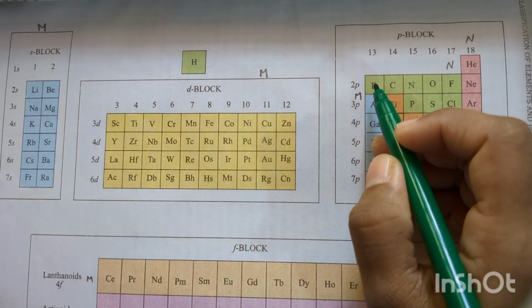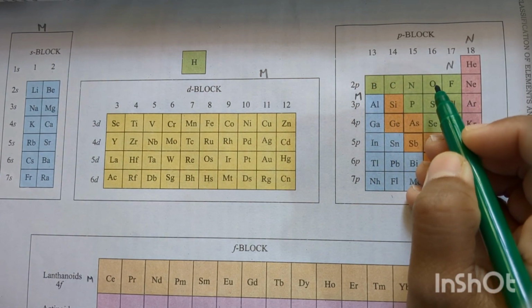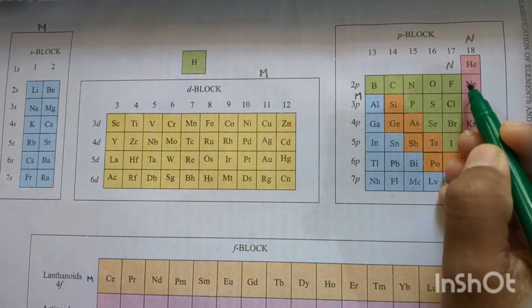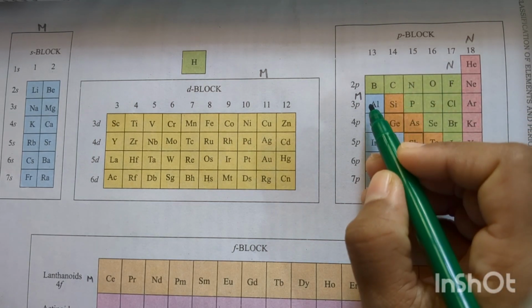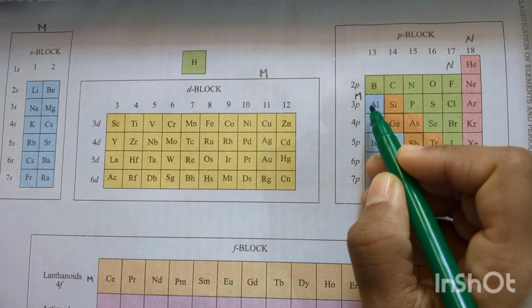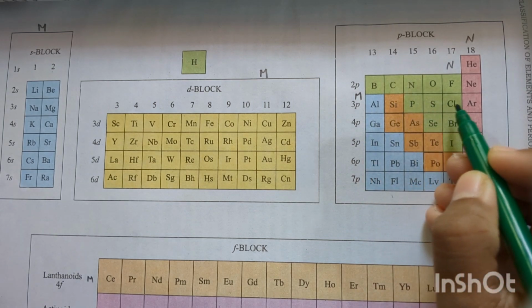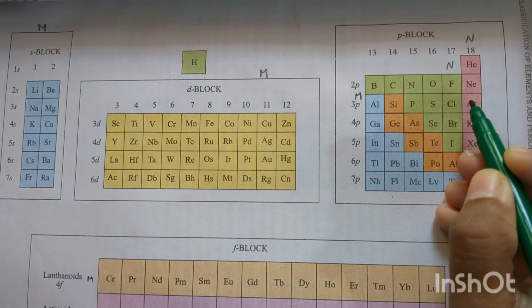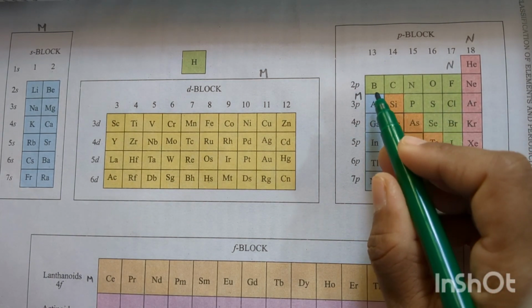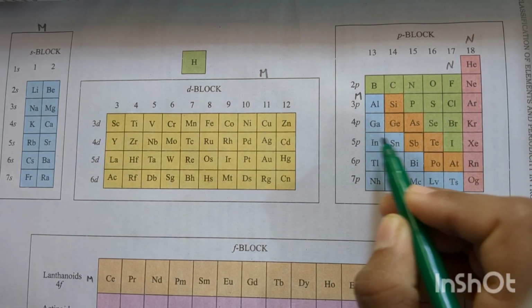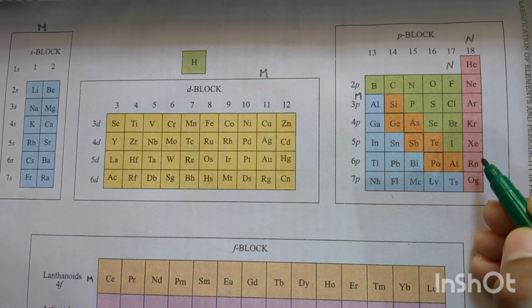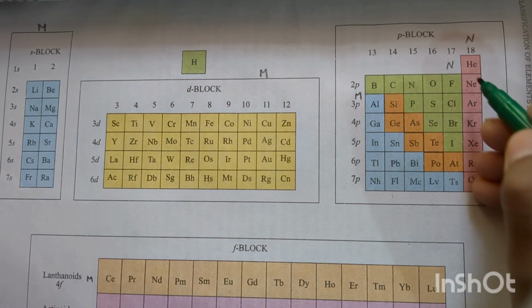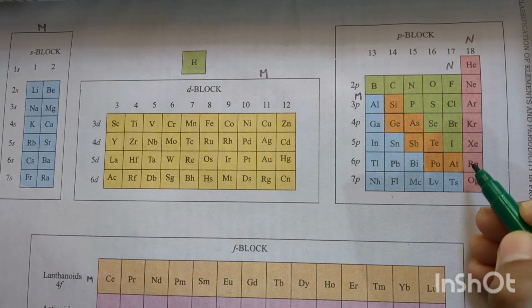When you consider this period of the P block elements, at the end of this period you have neon, which is a noble gas. When you consider this next period, at the end you have argon, which is also a noble gas. So at the end of each period of the P block elements is a noble gas with a closed valence shell, that is, a fully occupied shell.